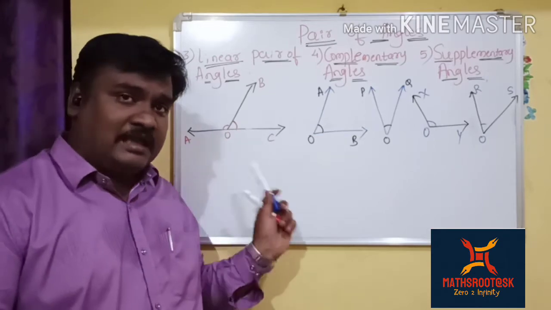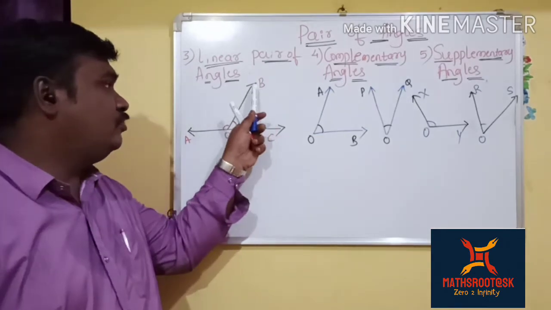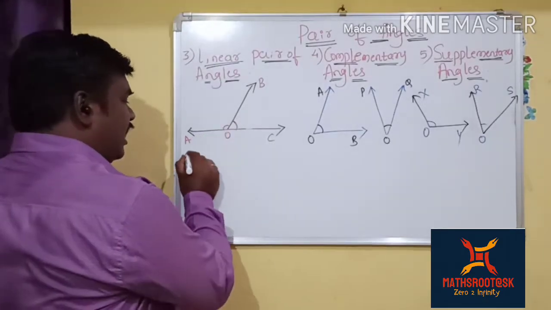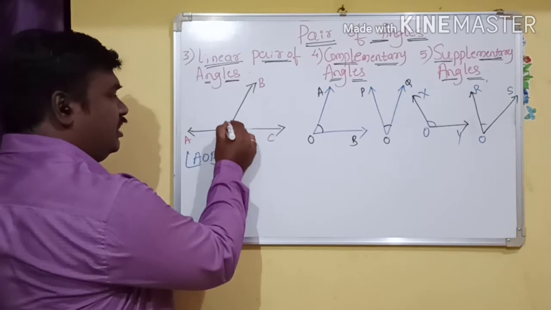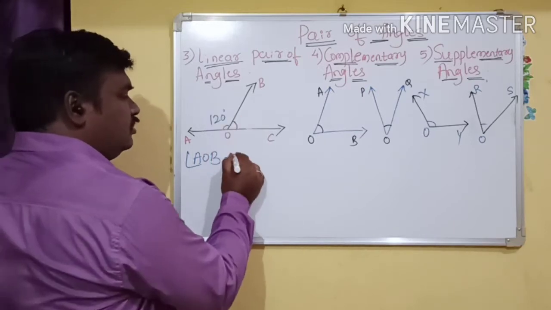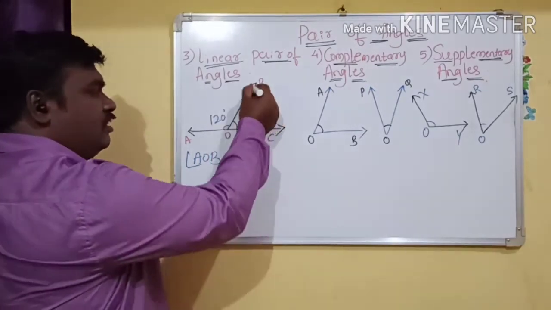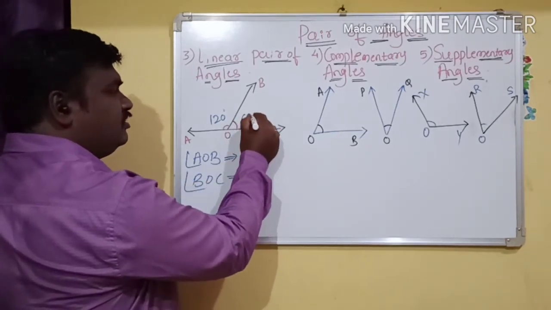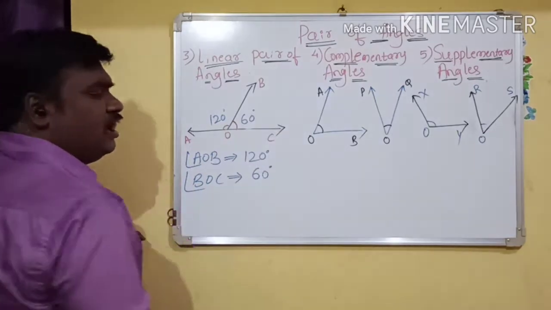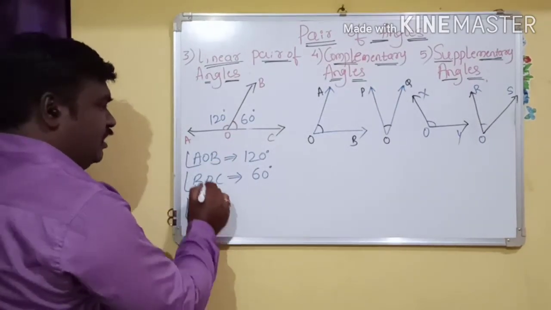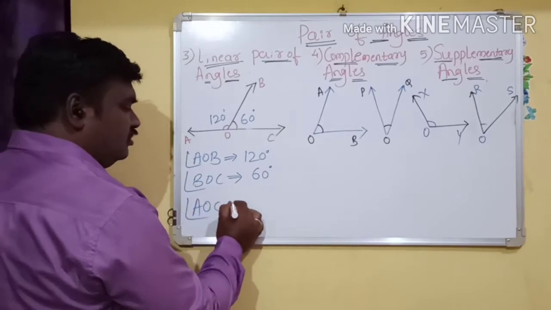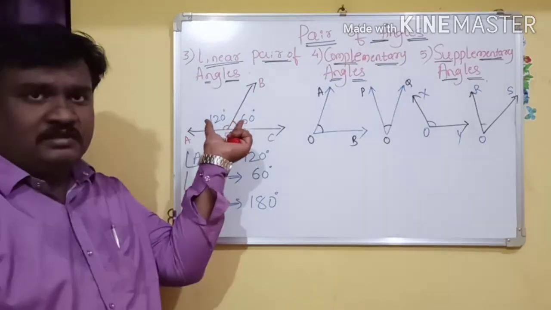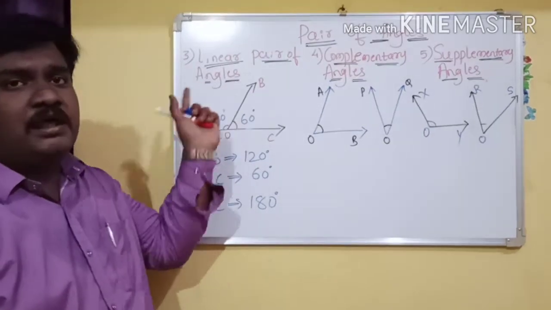Here, the angles have to be adjacent, meaning they have to have one common arm or common vertex. Let's see one example here. If I take angle AOB as 120 degrees, AOB is 120 degrees, then angle BOC is 60 degrees. Then the complete angle AOC, the linear pair of angles, forms 180 degrees. Then these two angles are called a linear pair of angles.